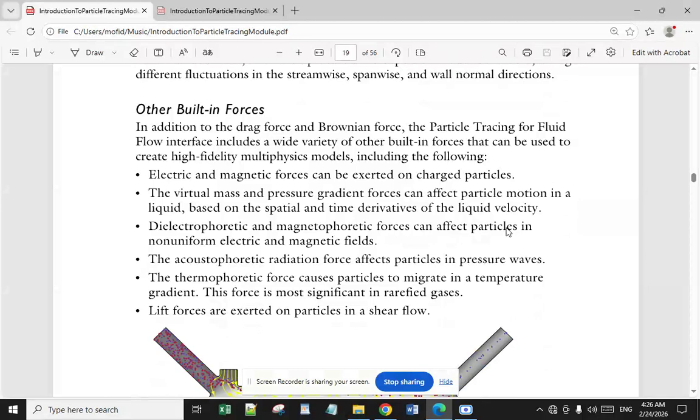The next one is dielectrophoretic and magnetophoretic forces, which can affect particles in non-uniform electric and magnetic fields. The acoustophoretic radiation force affects particles in pressure waves. The thermophoretic force causes particles to migrate in a temperature gradient. This force is most significant in rarefied gases. Lift forces are exerted on particles in a shear flow.